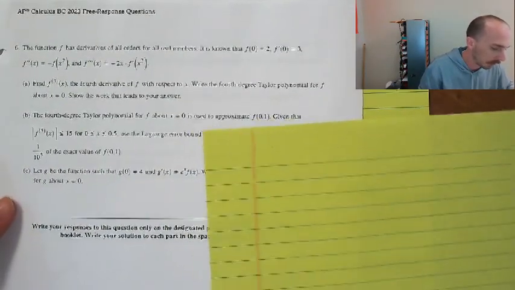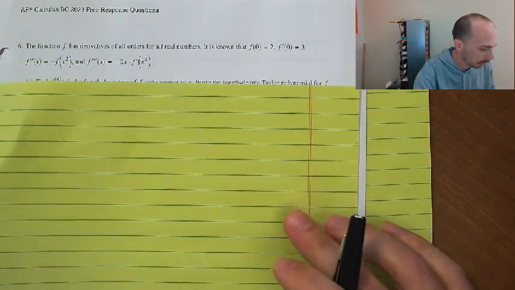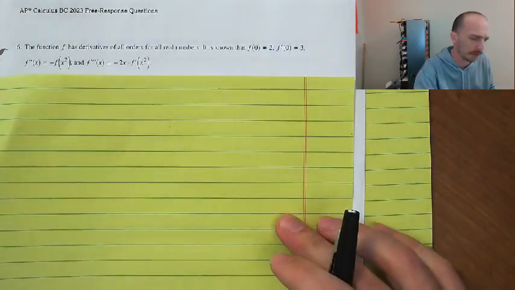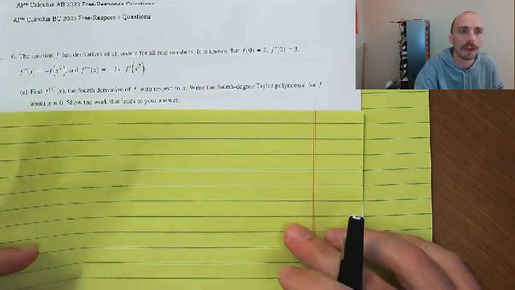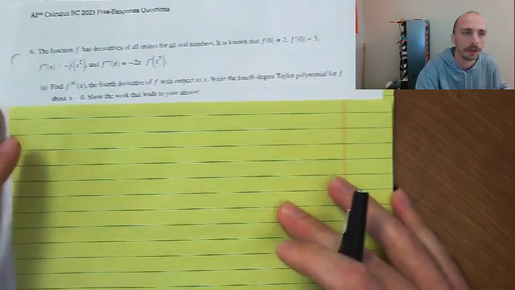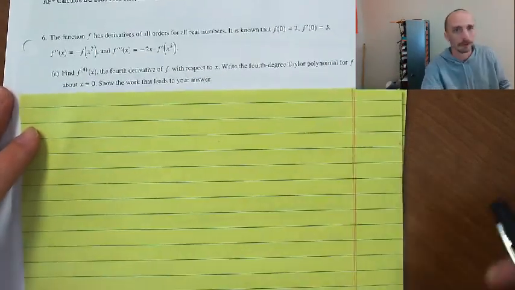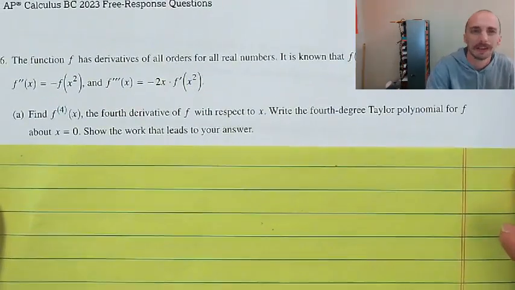So they're giving us f of 0 equals 2, f prime of 0 equals 3, a formula for f double prime of x, and a formula for f triple prime of x. Interesting. Okay, find the fourth derivative of f with respect to x. Got a little bit of implicit differentiation. This is different. Yeah, kind of like this. This looks fun for me. I'm not sure how y'all felt about it. Doesn't really matter so much how you felt about it as how you did on it.